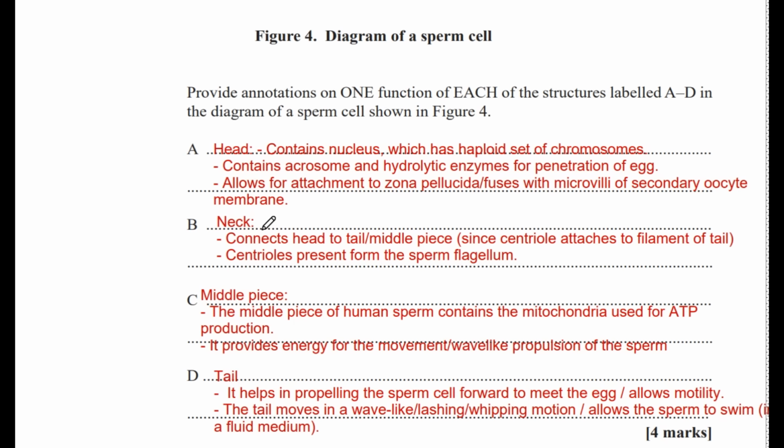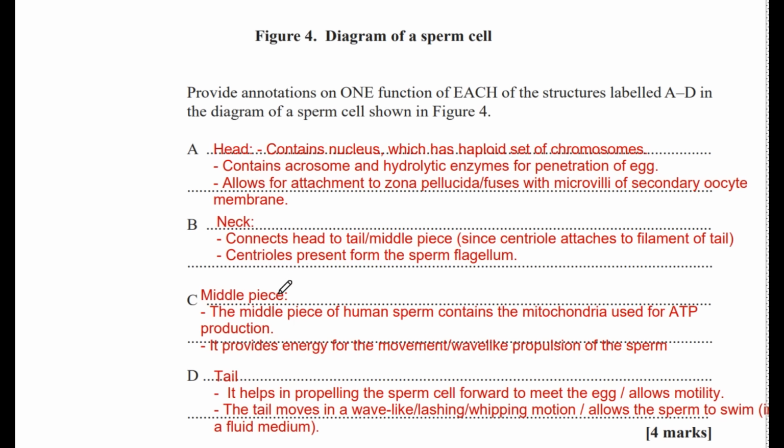The neck. So the neck now, what that does is, well, the obvious one is that it connects the head to the tail. The head to the tail and the middle piece, right? But what happens here is that the neck contains centrioles, and these centrioles help with differentiation of the sperm cell to actually form the flagellum, the tail.